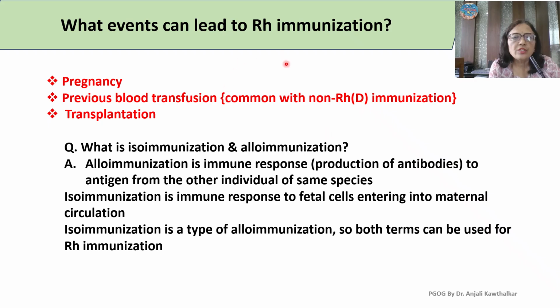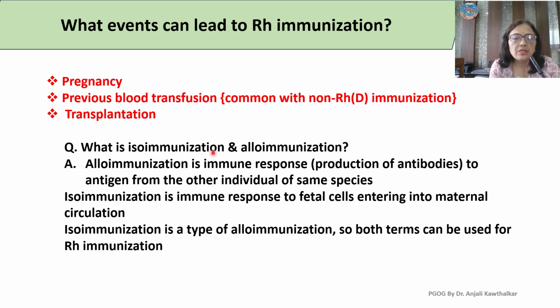Now, what can lead to Rh immunization? Pregnancy, previous blood transfusion. The transfusion history is more common whenever there is a non-RhD immunization, such as C, small c, or capital E plus C. For these, or even for the anti-K antibodies, history of previous blood transfusion plays a greater role as compared to D, and transplantation.